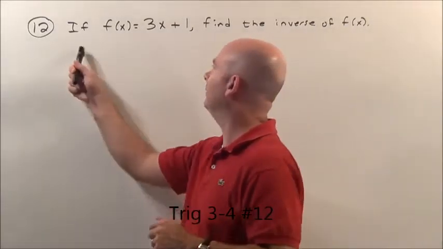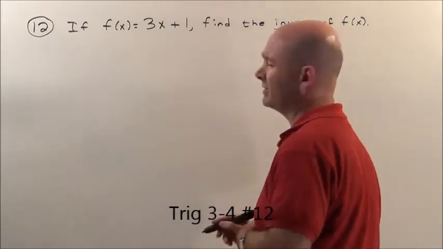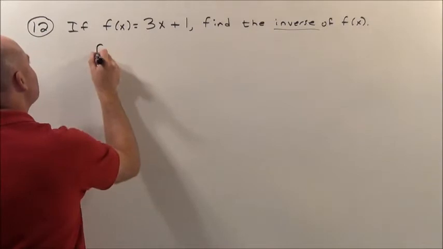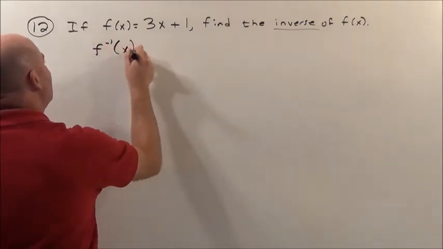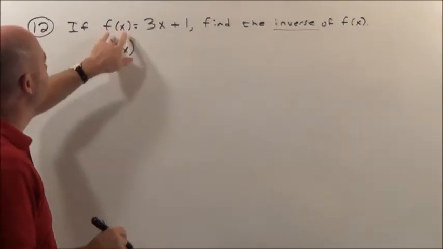Here we go with problem 12. It says if f of x is 3x plus 1, find the inverse of f of x. Well, the inverse notation is simply this, f negative 1 of x. And we're looking for the inverse of it. Well, the easiest way to do this, very simple.